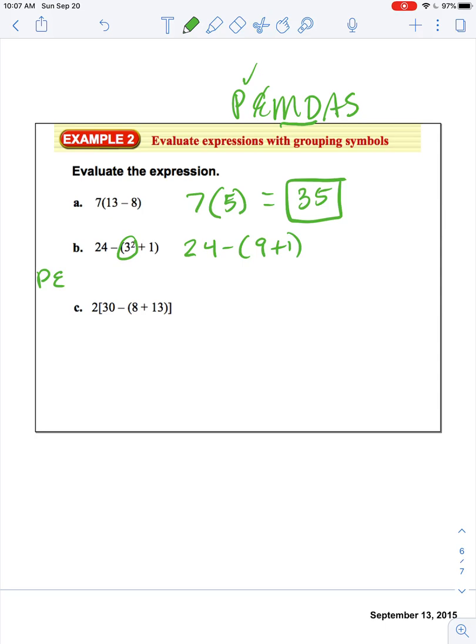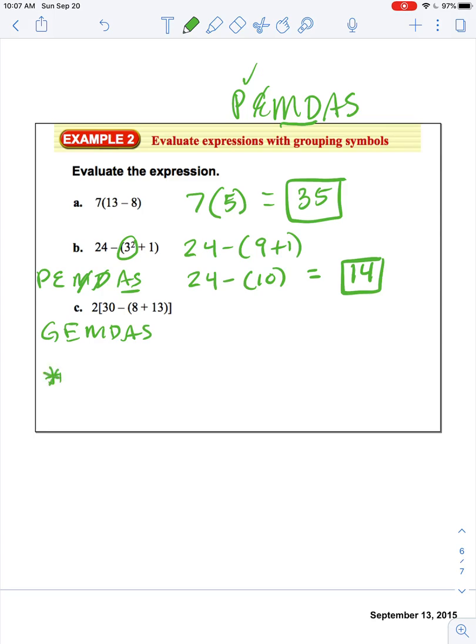But now I still have to work inside the parentheses first. So I would have to do my 9 plus 1 and get a 10. I don't have multiplying, I don't have dividing, but I do have addition and subtraction to do. So I take away that 10 from the 24, and I end up at 14. So this one is more the GEMDAS because it's got multiple grouping symbols.